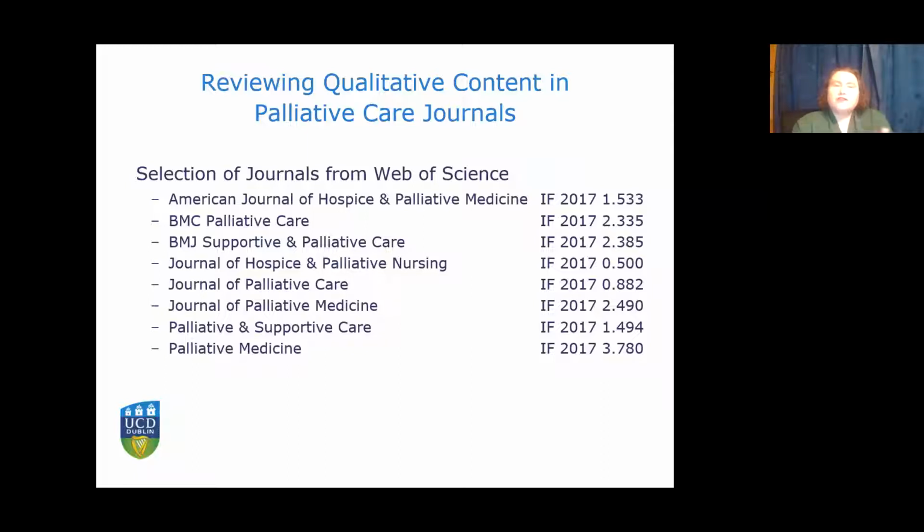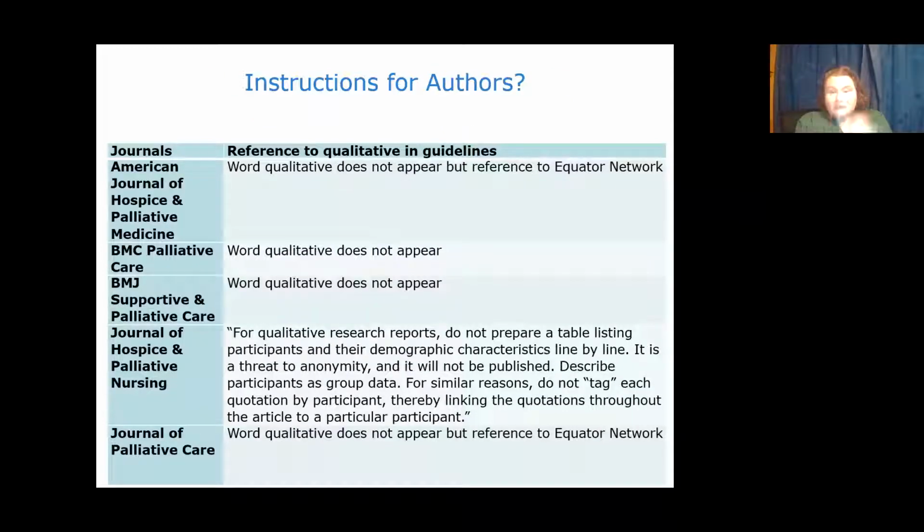So what do these journals have to say about qualitative research, and what do they include? I first did a bit of a search in their instructions for authors, and I searched for the word qualitative in their guidelines. Now, sometimes when qualitative didn't come up, I searched for interviews, or I searched for focus groups, or I searched for just what they said about design. And it was really interesting to see the variety.